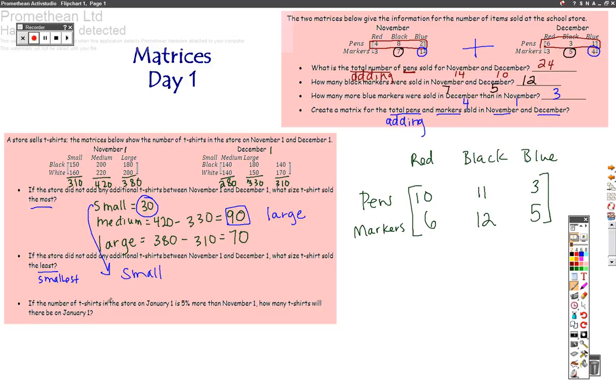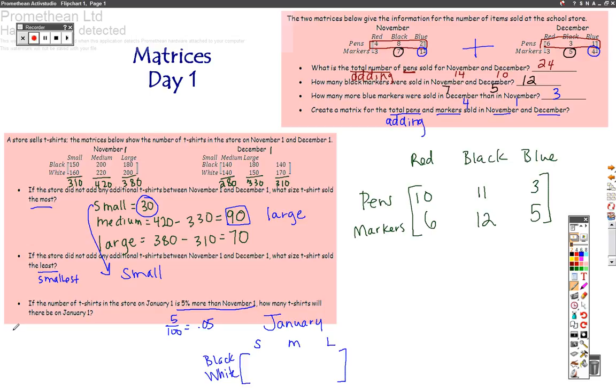If the number of t-shirts in the store on January 1st is 5% more than December 1st, how many t-shirts will there be on January 1st? So what I'm going to do here is 5% is like 5 over 100. So that gives me 0.05. So this is going to be January. And I will have small, mediums, and larges. I will have black, and I will have white.